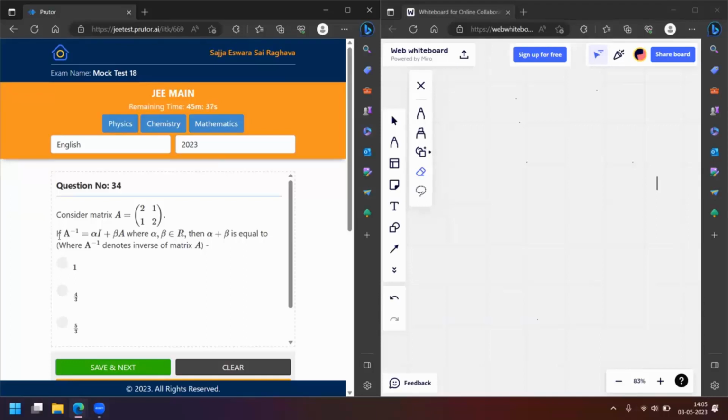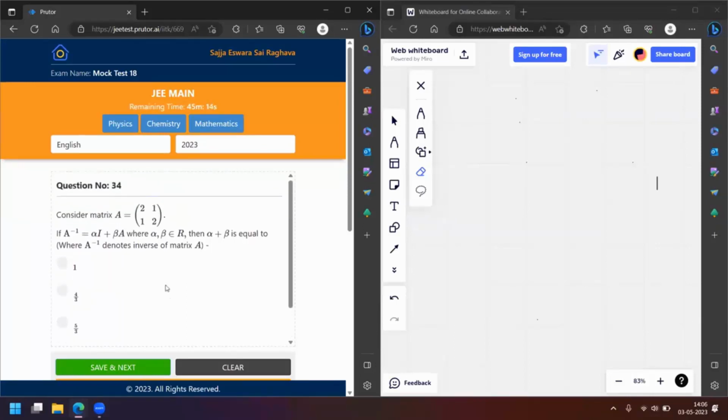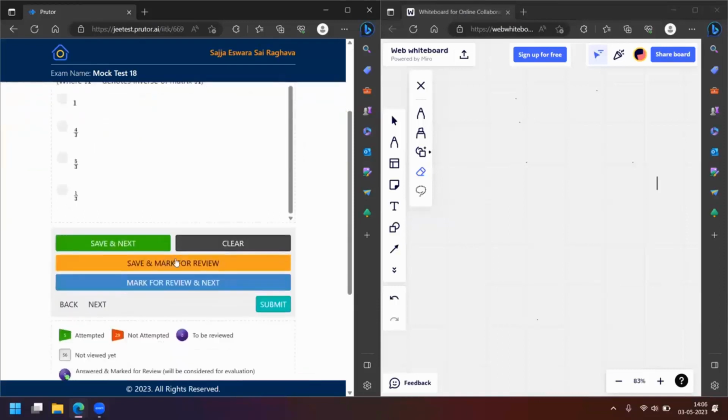So you have to find A square or A minus 1. So I think it is better to find A square. So we will multiply with A both sides and we will get I is equal to alpha A plus beta A square. Since we know alpha and beta, we can find alpha plus beta after calculating alpha and beta. So we will go to the next question.